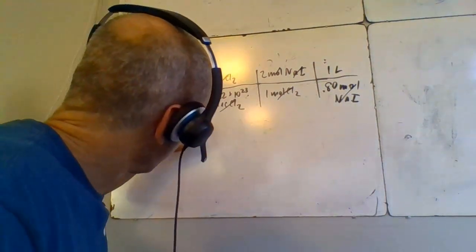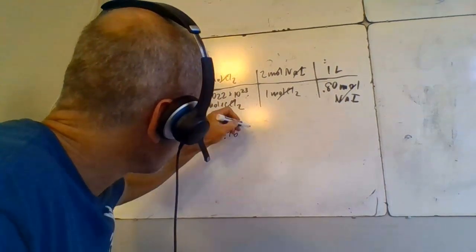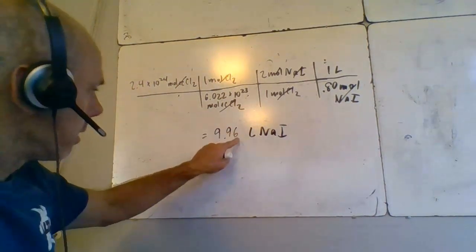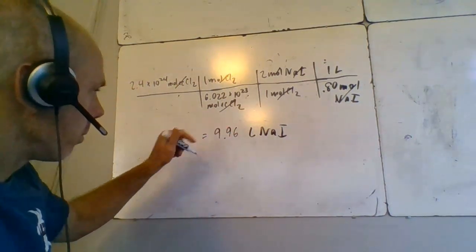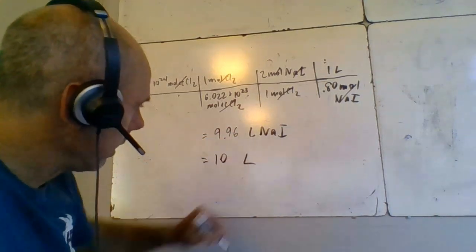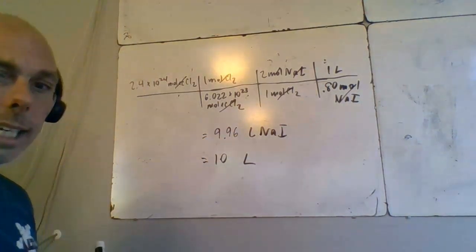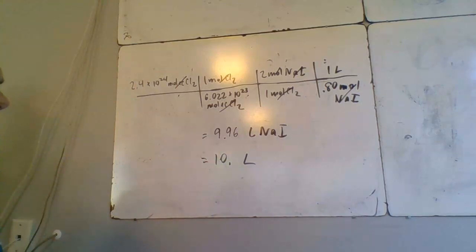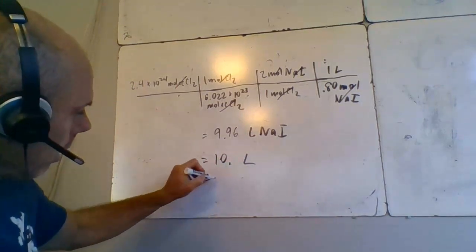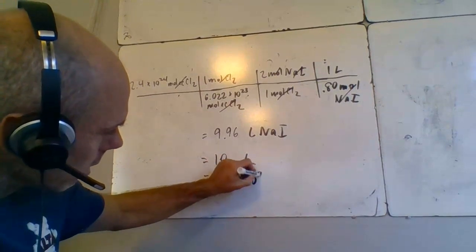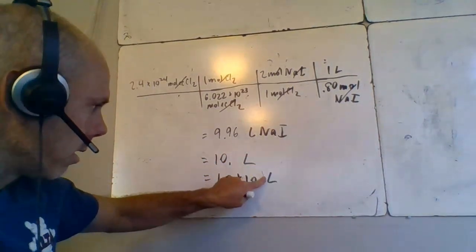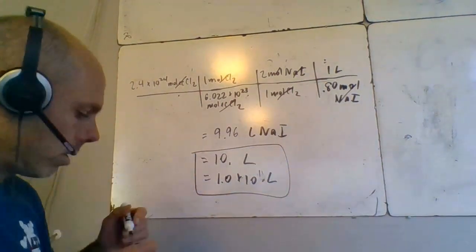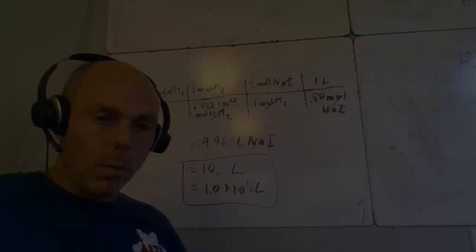And when I do this, I get 9.96 something liters of NaI. But with only 2 sig figs, the 6 kicks the 9 up to a 0, which kicks the 9 up to a 1, and I get 10 liters. But remember that trailing 0 is not significant unless there's a decimal somewhere in the number. So I have to put this awkward decimal after the 0 to indicate that it's significant. Or if I want, I can go 1.0 times 10 to the 1 liters, to give it 2 significant figures as well. So these are both viable ways to express 10 with 2 significant figures.